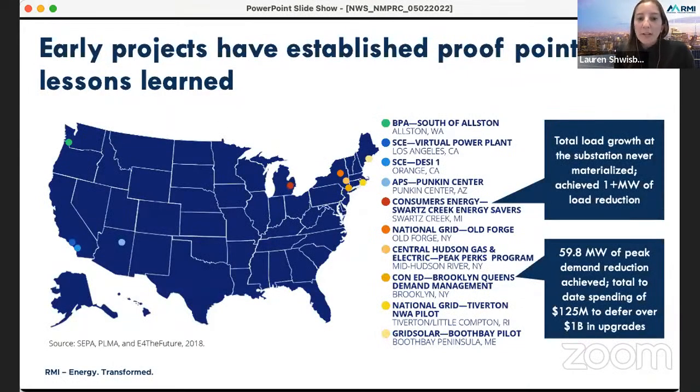So finally, projects have been deployed across the country. I'm not going to go into too many examples here because I want to focus more on the enabling infrastructure that might be needed to set up a process. But SEPA and PLMA and E for the Future released this great report. It's also from 2018, but it goes into detail on several project case studies, all the ones that are listed here, their benefits, and a lot of what the utilities and regulators learned through that process. So a really great resource.